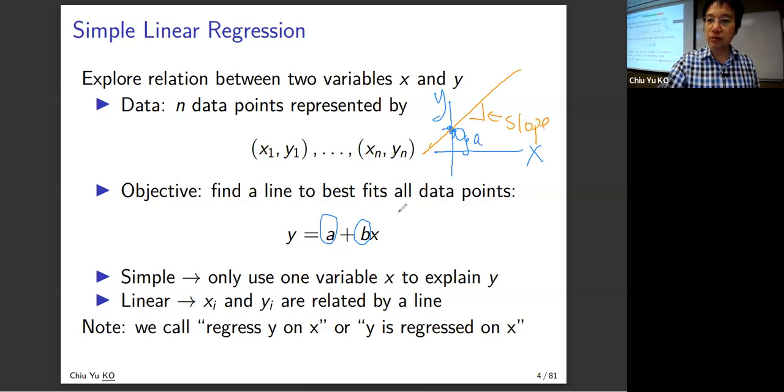I hope you still remember slope, right? Slope is how steep it is, the rise over run. So a straight line can be represented by the y-intercept and the slope, right? Basically what we're doing is we condense all our knowledge from the data into a line, into two numbers. That is a crucial part of statistics.